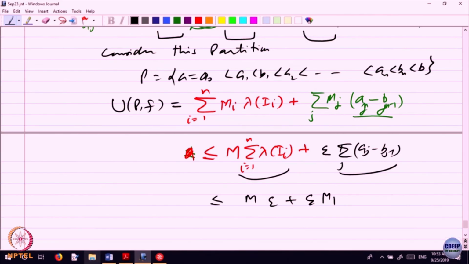So, the total length is less than or equal to m plus m1 times epsilon. The basic idea of the proof: I have found a partition such that the upper sum is less than epsilon times a constant. The constant does not matter in our analysis. So I have found a partition so that the upper sum minus the lower sum, which is 0, is less than epsilon. That means the function is integrable.